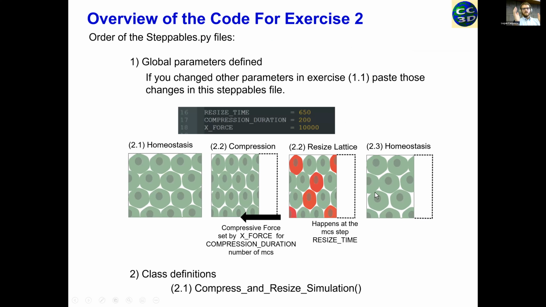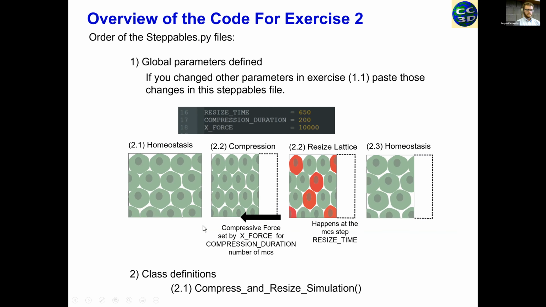The global parameters up top will be largely the same, except now there are 3 more: resize time, compression duration, and X force. Below, in this little graphic, first in phase 2.1, we allow the tissue to reach homeostasis. Then in phase 2.2, compression begins, and an external potential is turned on, and the strength of that is set by the X force parameter, and it lasts for as long as compression duration number of Monte Carlo steps, in this case 200. Then at Monte Carlo step of resize time, here 650, the lattice is resized, and in this new lattice size, the tissue is allowed to reach homeostasis again.